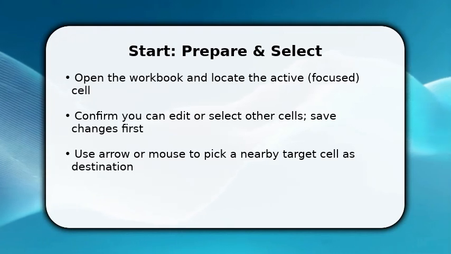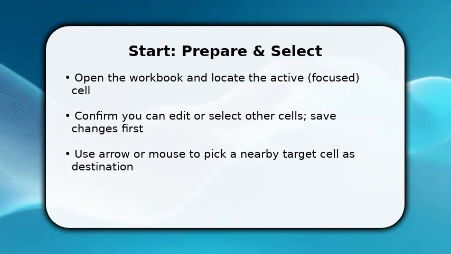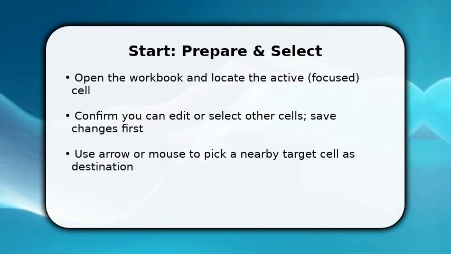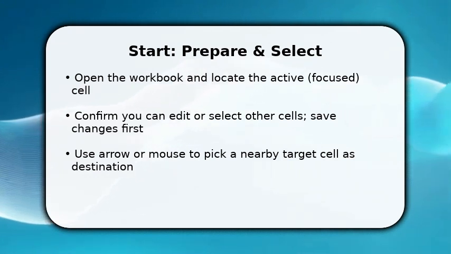Enjoy the video. You'll begin by confirming the workbook is editable and finding the focus cell. Click any editable cell or use the arrow keys to move. This starts removing focus. Once done, pick a nearby cell you want to become active.